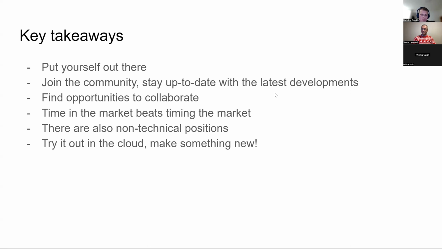And for Serbia, currently I haven't seen many open positions. I think I saw one position in Belgrade a few months ago for a quantum computing researcher. One company wanted to explore if they can use quantum computing to improve their product, so they were looking for one person just to analyze the field and to see if there are any matches with their problem.